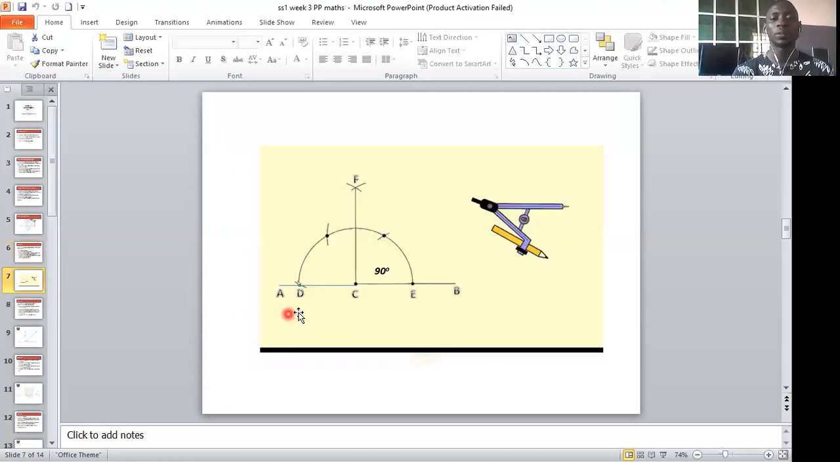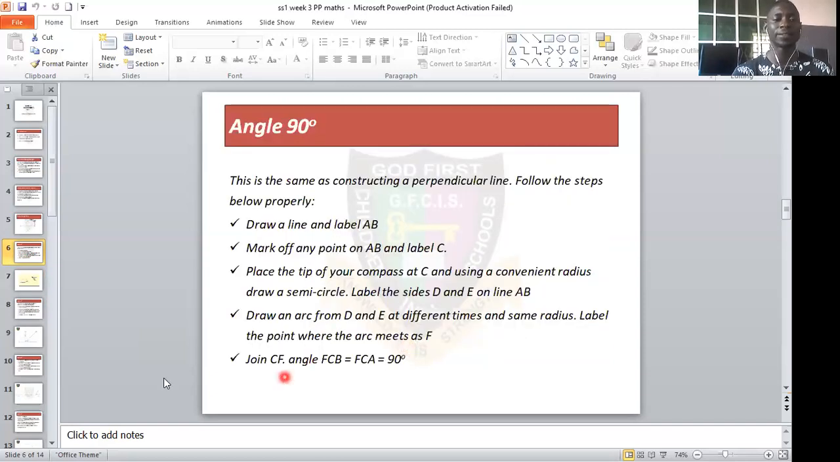From E, you draw an arc like this. It comes through here with the same radius. Draw an arc from D also. It comes through here with the same radius. I label the point of intersection F, as I said in the procedure. So join CF. You find a straight line. This is a perpendicular line.